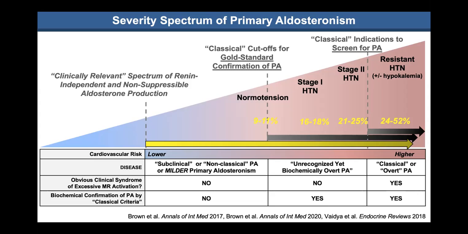Another sobering statistic is that currently less than 3% of patients who have resistant hypertension and hypokalemia are ever even being screened for the diagnosis. So that represents a huge problem. On one hand, we're showing you this huge severity spectrum of primary aldosteronism, and on the other hand, very few clinicians are even looking for the disease in the most severe state.